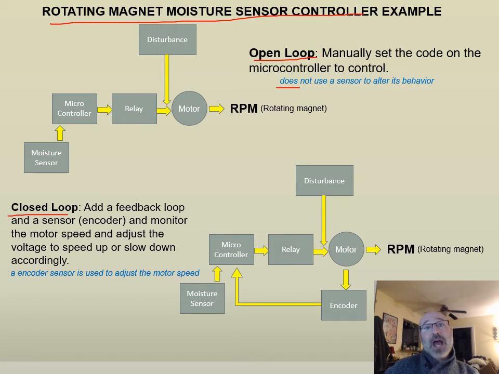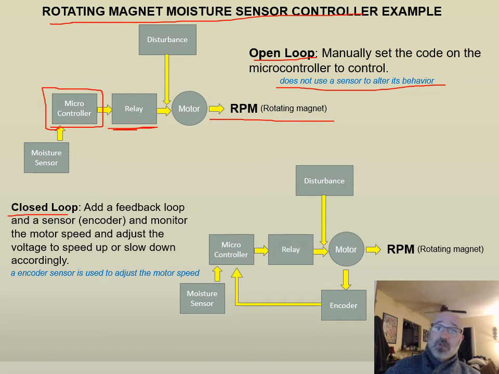Well, that means we're not going to use a sensor at all to alter the behavior. So what we're going to do is just look at this here and either come in to our microcontroller and say, okay, things are a little bit off with our settings for our controller here, so therefore we need to manually get in, change the code on that, and make sure that the motor and relay are clicking on at the right threshold levels in order to rotate our magnet.